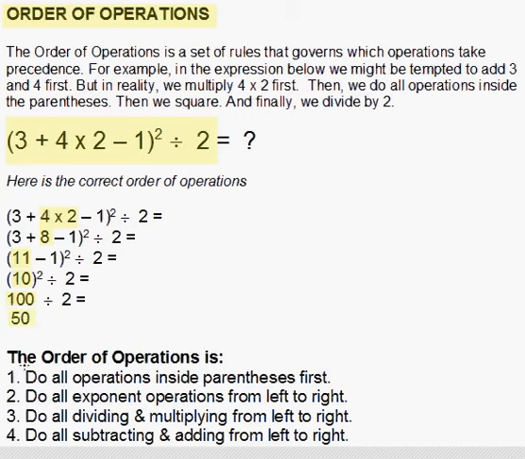And here's the order of operations spelled out. We do all operations inside parentheses first. We do all exponent operations from left to right next. We do all dividing and multiplying from left to right next. And then finally, we do all subtracting and adding from left to right. We have a few examples that show how this order of operations is used.